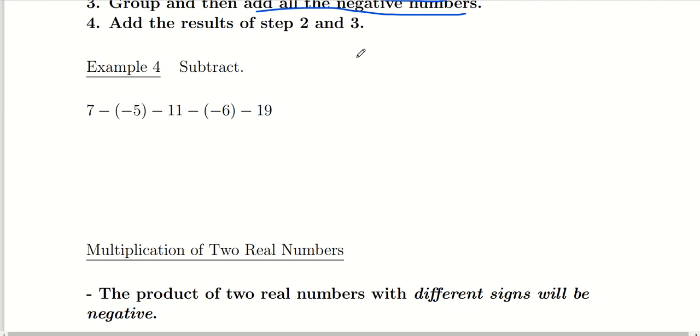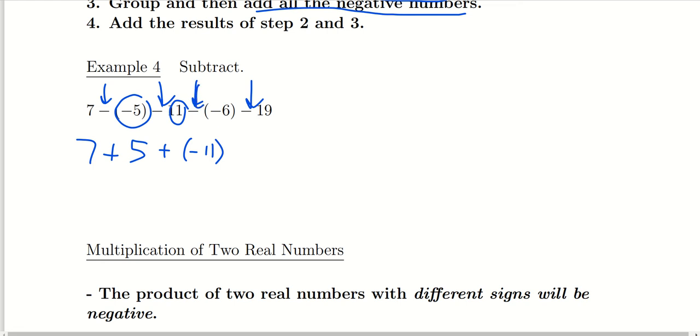If I look at this problem, there's a bunch of different operations. Here's a subtraction, and here's a subtraction, and here's one as well. Let's begin by changing everything to addition. This is now going to be 7 plus, I need to change the opposite of negative 5. That's going to become positive 5. I now need to change this subtraction operation to an addition by changing 11 to its opposite. So that's going to be negative 11.